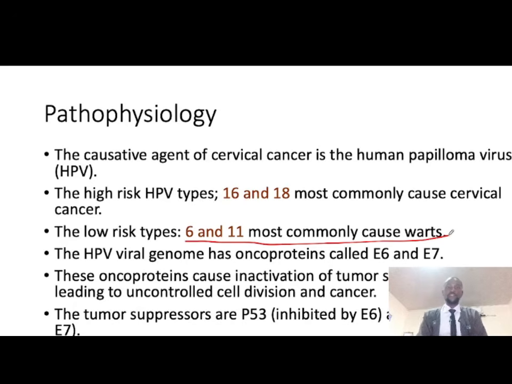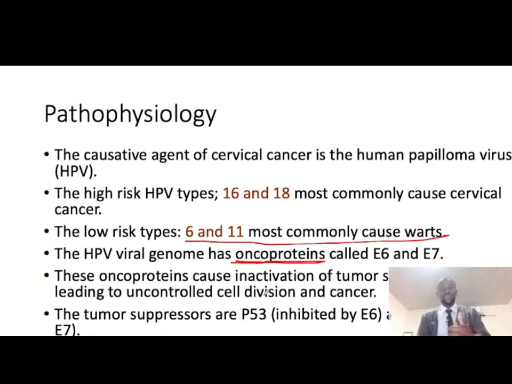So the HPV viral genome has what you call oncoproteins. These oncoproteins are called E6 and E7. Remember that oncology is the field of medicine that deals with cancer cases. So oncoprotein, we're basically talking about proteins that are responsible for cancerous transformation. These are E6 and E7. And these oncoproteins cause inactivation of tumor suppressor proteins. Tumor suppressor genes transcribe into tumor suppressor proteins.